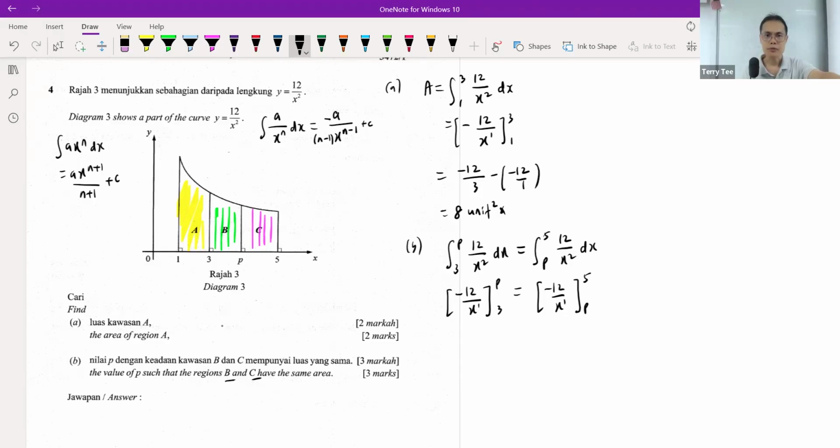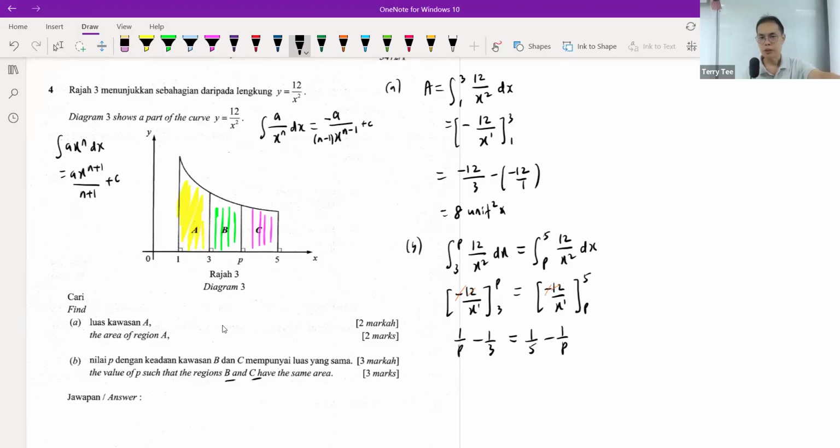Now, in fact, before you even substitute, right, you notice there's a negative here. You can just cancel negative to make it easier. You don't have to write negative on both sides. In fact, the 12 also I'm going to cancel. Yeah, we can cancel the 12 as well. So you can put P inside. 1 over P minus 1 over 3 equals 1 over 5 minus 1 over P.